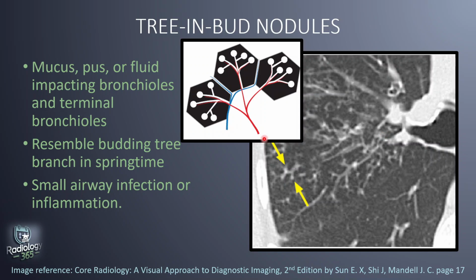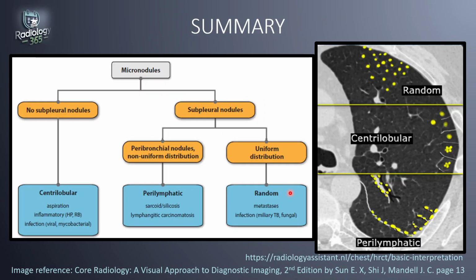So this axial CT shows numerous small nodules shown by the yellow arrow, budding off linear branching structures in the right middle lobe here. This case was secondary to atypical mycobacteria, but you can see the classic tree-in-bud distribution that has been earlier described.